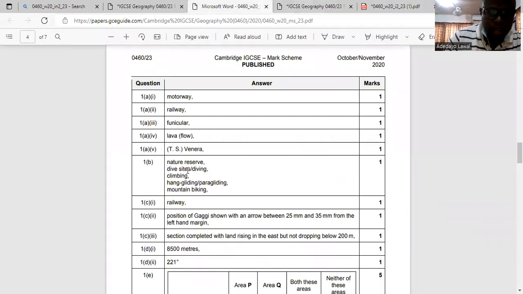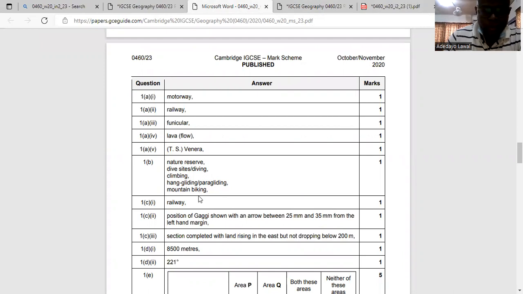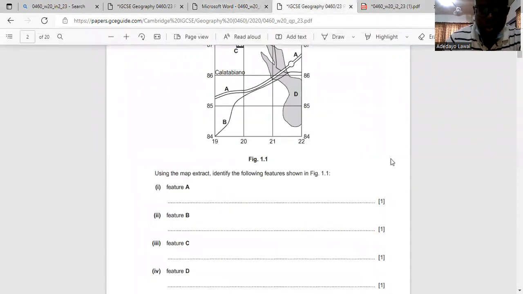Nature reserve, dive sites, climbing, hanging, climbing, mountain bike. So you know, just look around there. I think most of them have to do with mountaineering, since the place is a highland. You know, the lava flow has built some mountains. So things that have to do with mountains are the likely activities there. So just look into the map closely and look for one.